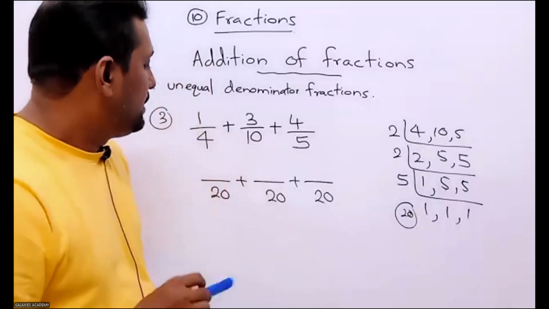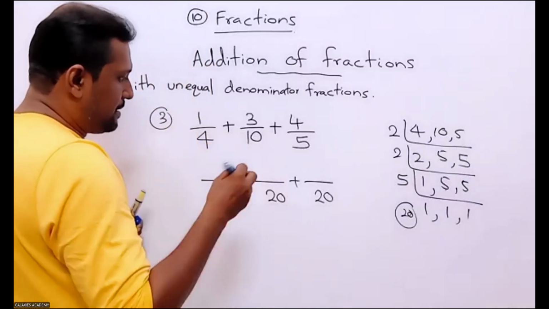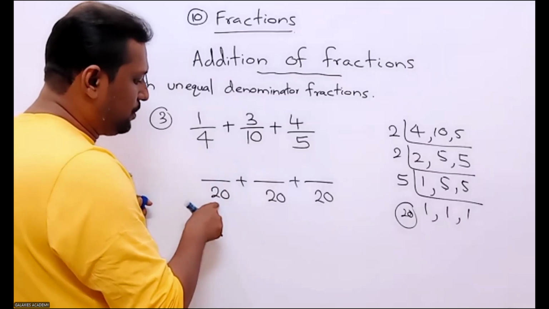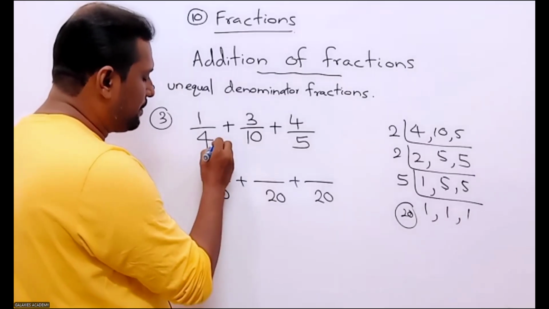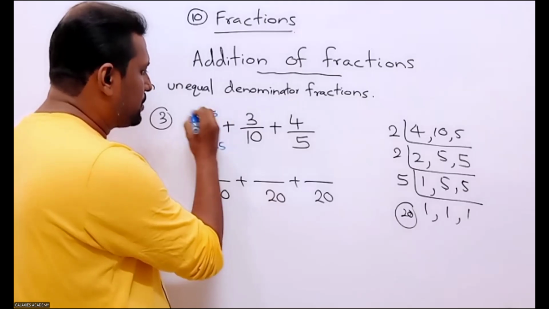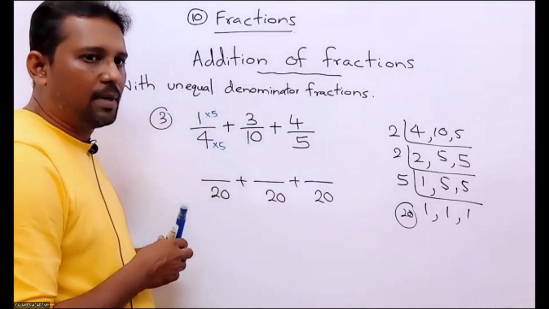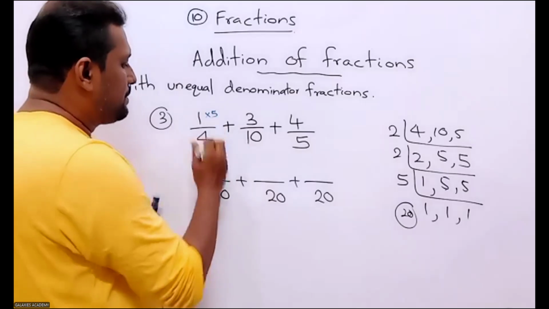Then the first fraction you can understand, you have to convert into 20. So you have to multiply by 5. Both numerator and denominator you have to multiply by 5. 1 times 5, 5.